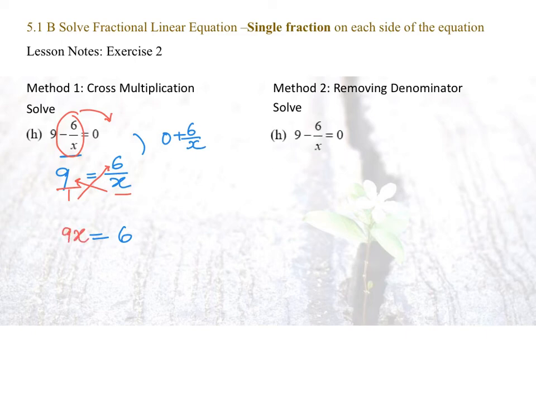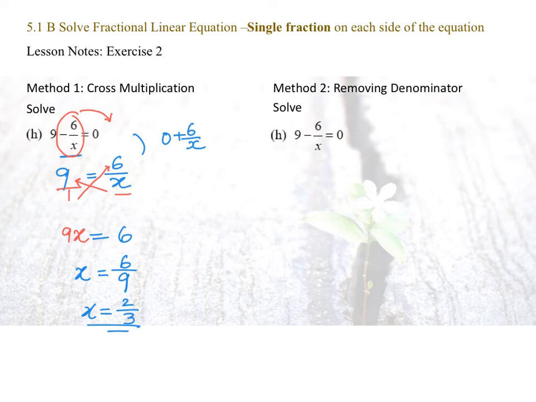9 units of x is equal to 6. How do we get only 1 unit? We divide by 9. So this side will be 6 divided by 9, 6 over 9. Let's check. Can we simplify this answer? Yes. 6 over 9 is 2 over 3.